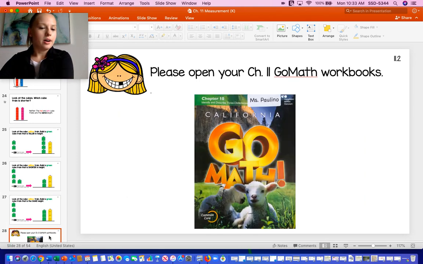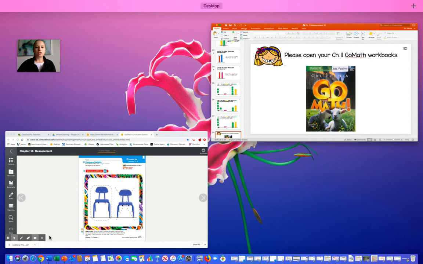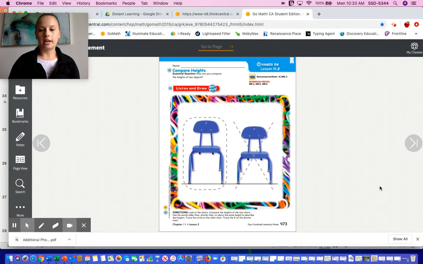Good. All right, now it's time for our workbook. So open up your Chapter 11 Go Math workbook, and you should be on your Post-it, and you should find this page here, page 473.